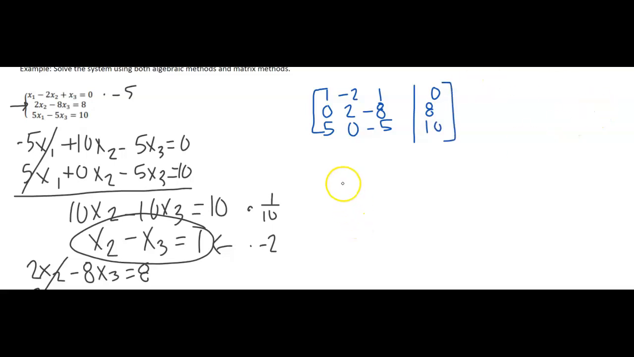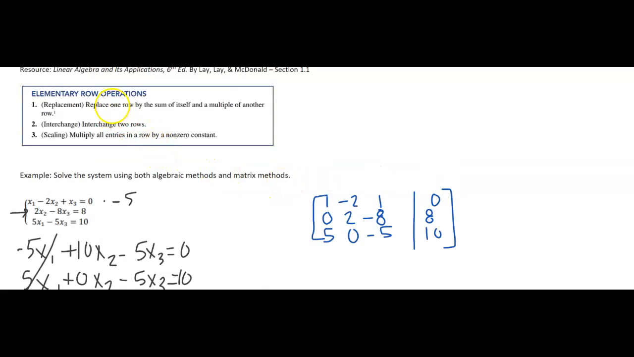Now let's go up to our things here. Replace one row by the sum of itself and the multiple of another row. Interchange two rows. Multiply all entries in a row by a non-zero constant. So these are the three things that we are allowed to do on here.